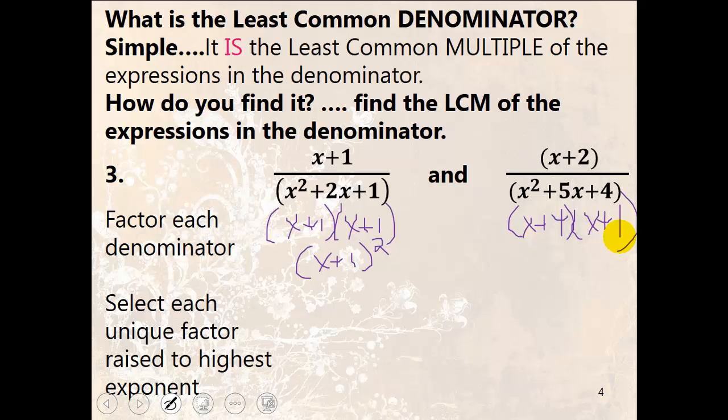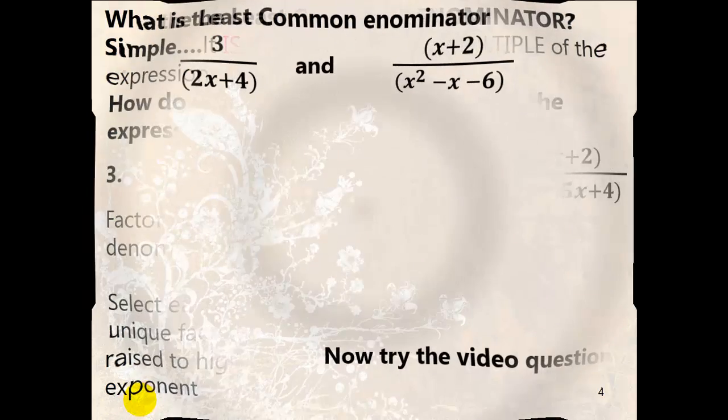Okay, so I have an x plus 1. I know for sure that's a unique factor. This one is squared, and this one is to the first. So I'm going to use my highest appearing exponent. That's 2. Then my other factor is x plus 4. So I'm going to add x plus 4. Okay, that's my least common denominator, simply because it's the least common multiple of the things in the denominator. It's that simple. Okay.